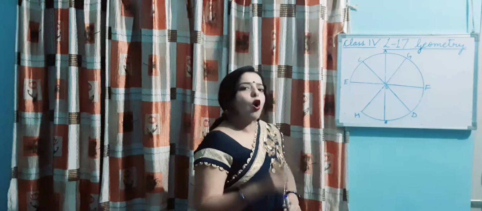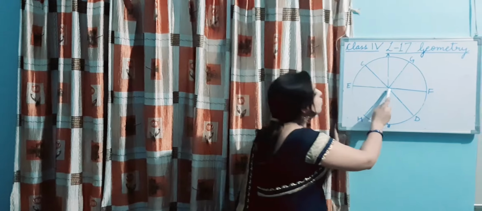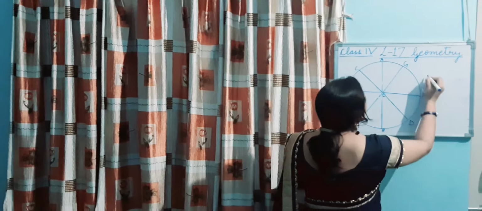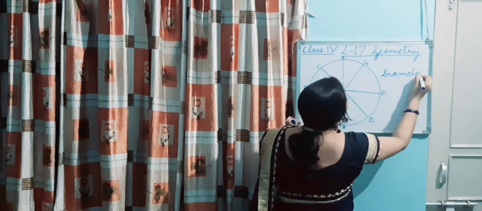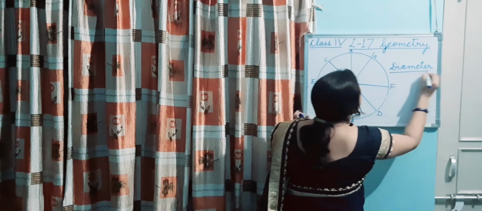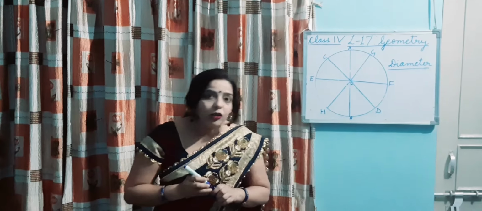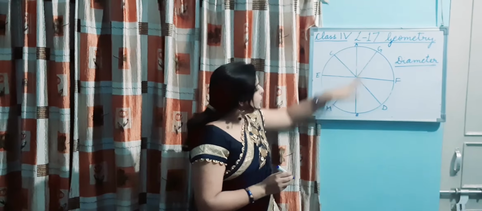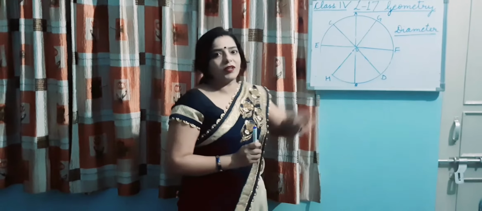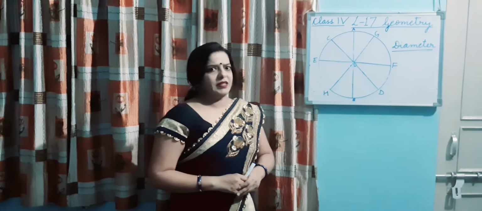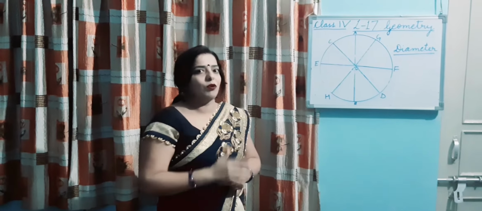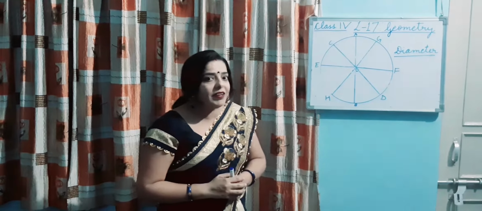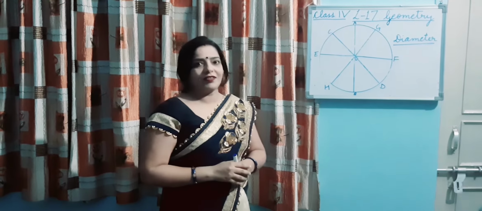So remember, all the chords which pass through the center, those chords are known as diameter. What are they known as? Diameter. D-I-A-M-E-T-E-R. Remember, D-I-A-M-E-T-E-R. All the chords which join 2 points on the circumference and pass through the center, what are they known as? Diameter. So remember, what are diameters? Diameters are also chords, but they are special chords. What speciality are they having? They pass through the center of the circle.